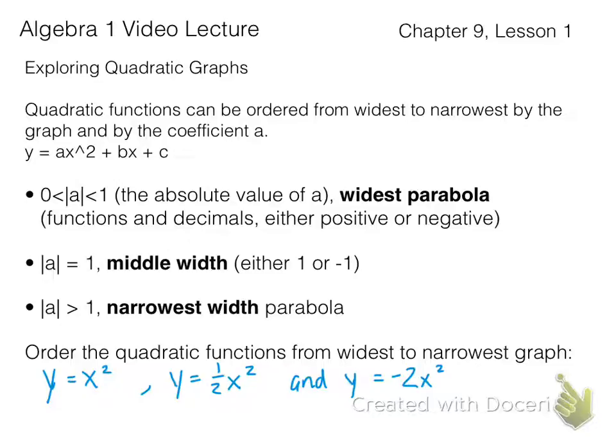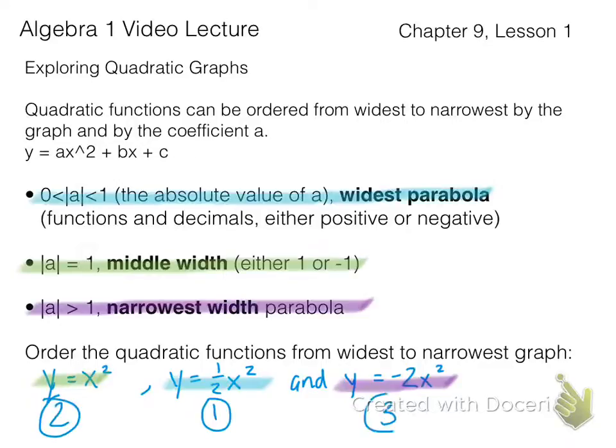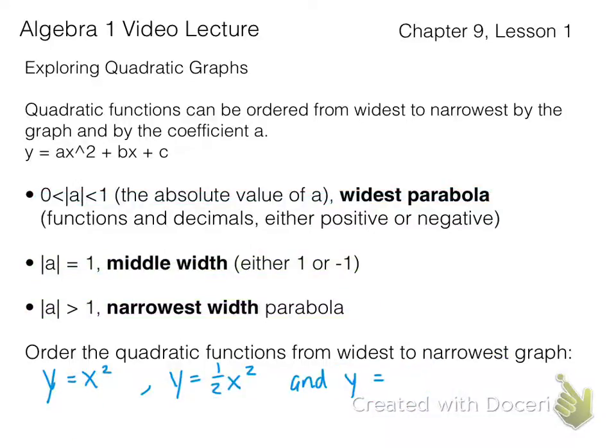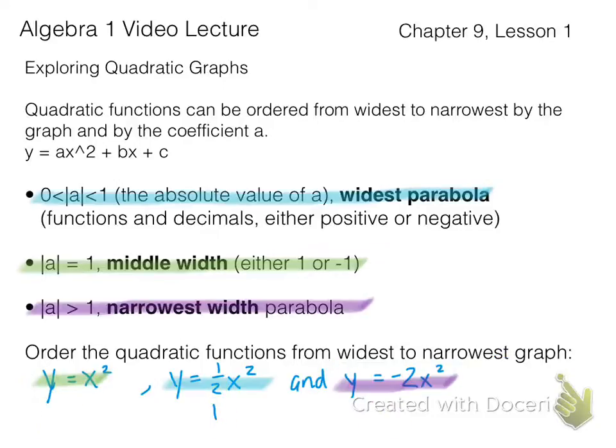Okay, I'm back again. Sorry about that. So if we are going to order these 3 equations from widest to narrowest, we're going to look at a. The very first one has a 1 in front of it, which means it's going to be the middle width. And if we look at the next one, it has a fraction which is less than 1, and that's going to be the widest.